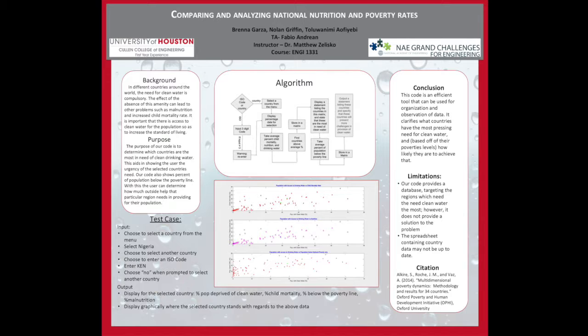So the difference between entering an ISO code and selecting the country is just the type of information you put into the code. It doesn't matter which one you start with. You can enter an ISO code first or you can enter a country first. You will still get the same information.